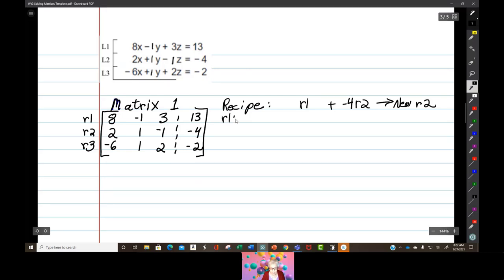Row 1, 8, negative 1, 3, and 13. Now, negative 4 times row 2. Negative 4 times 2 is negative 8. Negative 4 times 1 is negative 4. Negative 4 times negative 1 is positive 4. And negative 4 times negative 4 is positive 16.